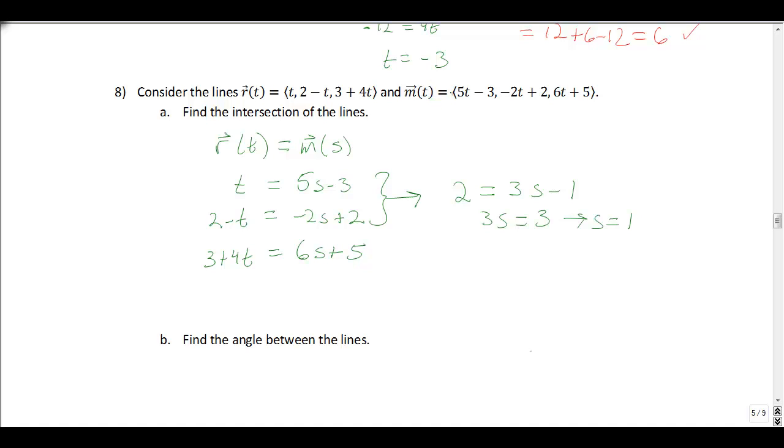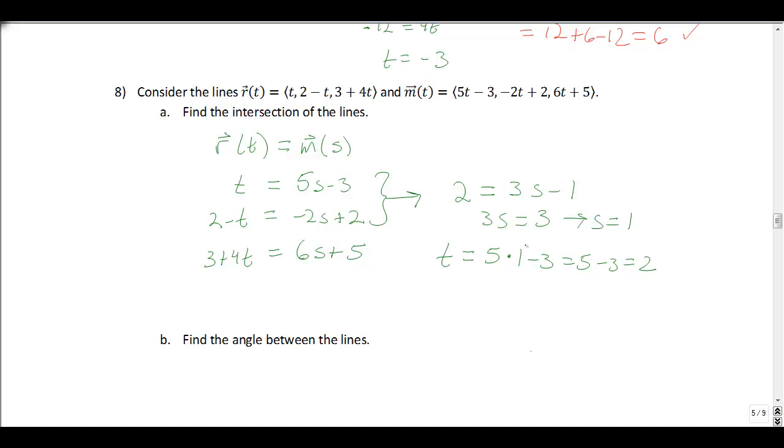Now to find t, what I can do is plug this s into one of these equations. So how about this first one, because it's already solved for t. So t is 5 times 1 minus 3. It's 5 minus 3. t is 2. So if s is 1, t is 2. So the claim here is that if we have a solution, it has to be when s is 1, that is, m of 1 equals r of 2.